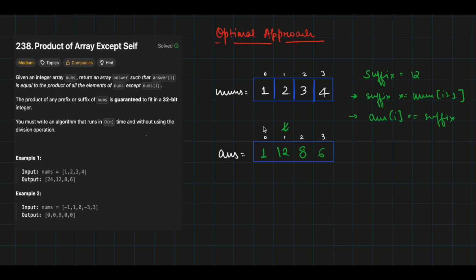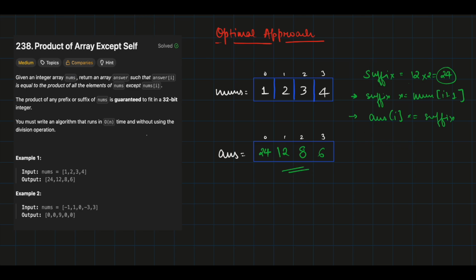Next we can move to the 0th index. Now the suffix is currently 12 and the I plus 1 index value is 2. So 12 will be multiplied by 2. It will be 24. Now the 24 value will be multiplied with the answer of I. So 1 multiplied by 24. So this will be 24. And like that, we have got our answer.